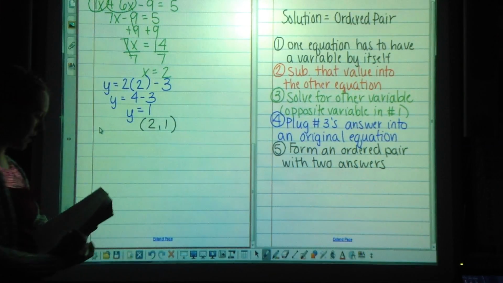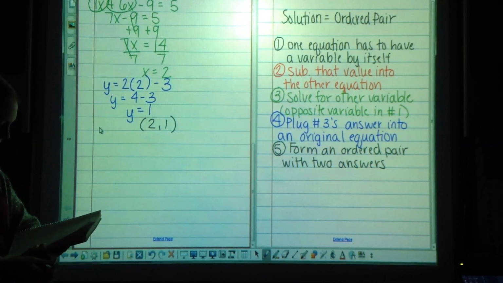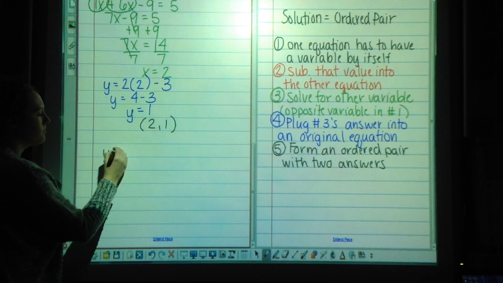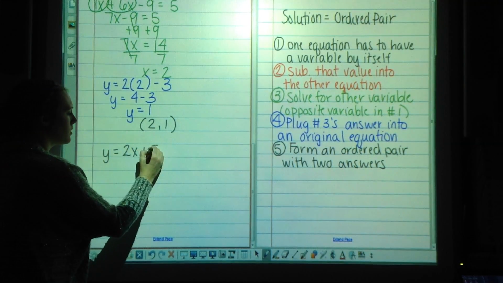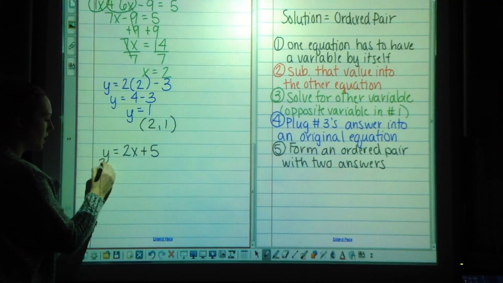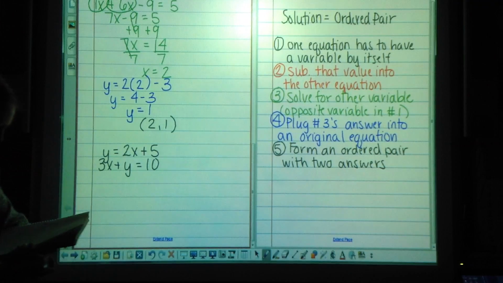How about you try one? Try to find the ordered pair to these two equations. y equals 2x plus 5, and the other equation is 3x plus y equals 10. Push pause and try that now.